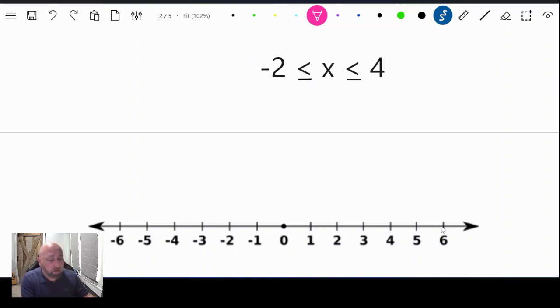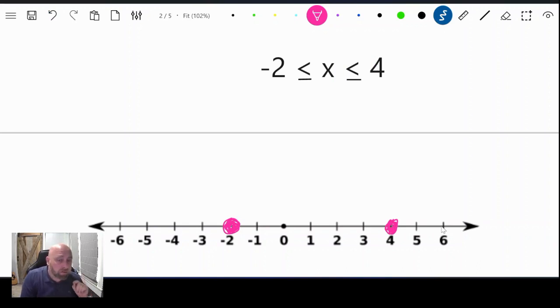It's called a critical number. So I'm going to come to my -2 and I'm going to circle it. Now, if you look at this right here, we're circling it and we're going to color it in because it's also equal to. So I can come right down here and color that in right there. Then I can come to 4 and I can say, okay, there's my other critical number. So I'm going to circle it and I'm also going to color it in because it's also equal to. So there we go. I have my two critical numbers right here and I have them circled.